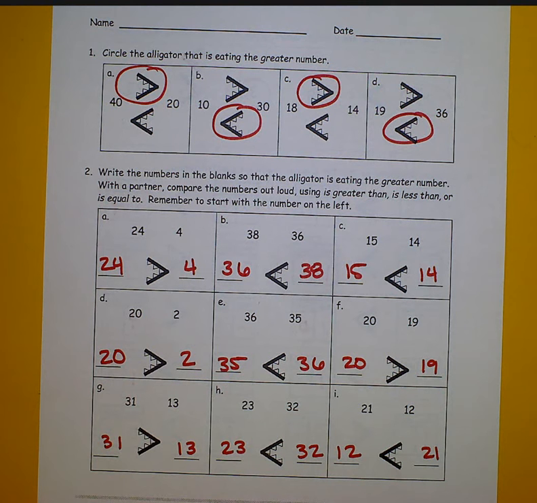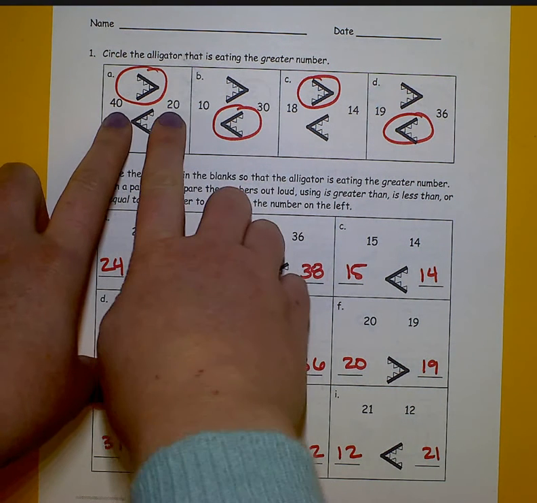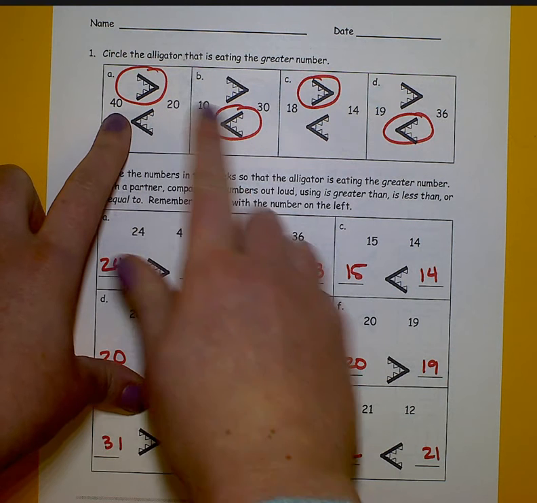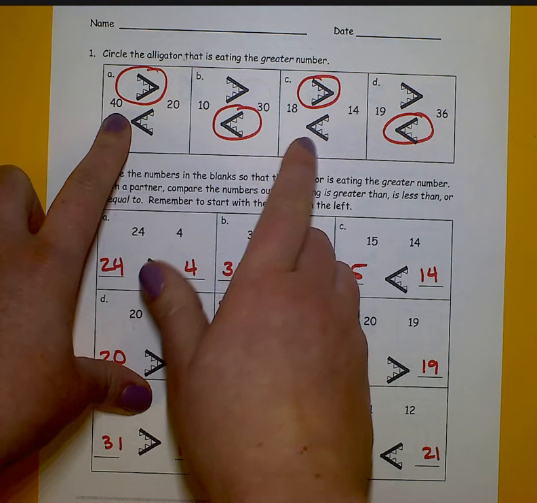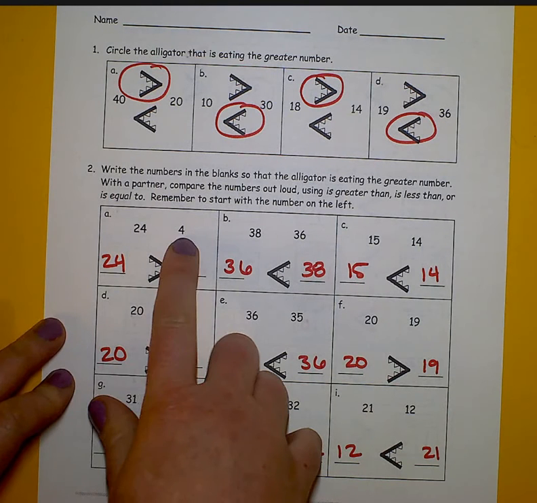I always think of cookies or pizza, so you can tell in the first one that the alligator wants to eat the 40 cookies over the 20 cookies. Okay, so make sure your alligator mouth is going in the correct direction. Down here, you need to take these two numbers and make sure that it's going in the correct direction.